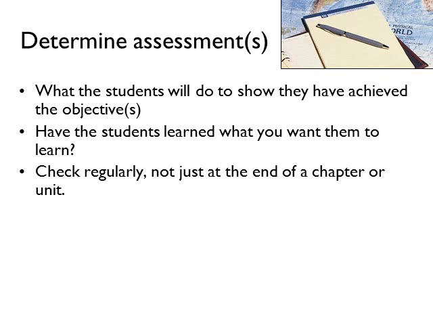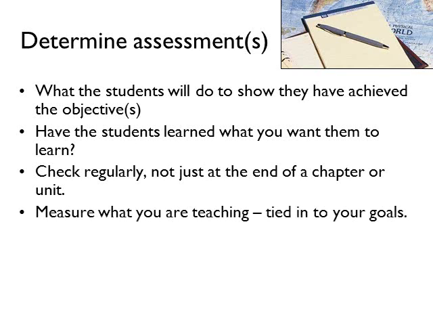So you need to be checking along the way regularly, not just when you get to the end of a chapter or unit. And also be sure that you're measuring what you're teaching, that you're tying these in to your goals. One example might be in the area of vocabulary. If your objective for them to learn vocabulary is that they can use a set of vocabulary words in their writing. Maybe that's your goal. You're a literature teacher, you're a composition teacher, and you have vocabulary words, and you want them to learn how to use these words in their own composition.